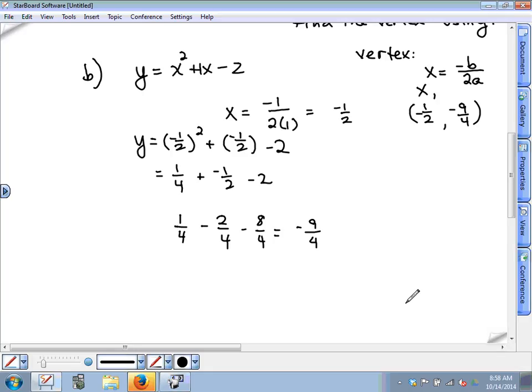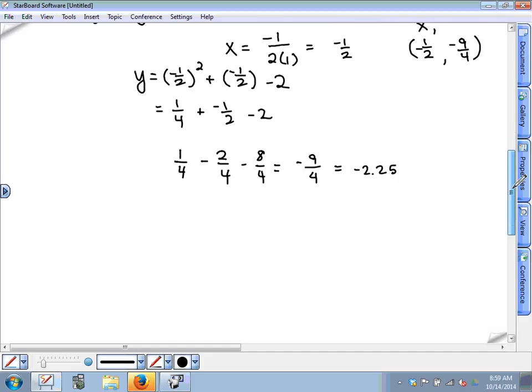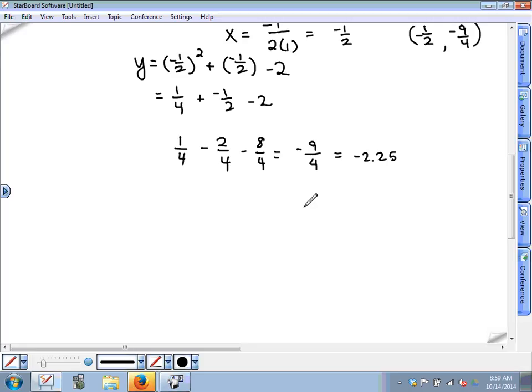Which, yeah, for graphing purposes, the decimal might be a little bit better. Negative 9/4 is negative 2 1/4. And since we are going to graph this, the decimal probably would be a little better. Anyway, if we're going to graph this, we're going to go left 1/2 and then down 2 1/4, so that's about right here.